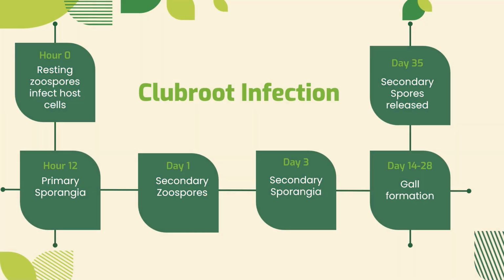Before we do that, an understanding of the life cycle of P. brassicae needs to be explored. So as you can see from the diagram, hour 0 resting zoospores can start to infect the host cells. From hour 12, the primary sporangia forms. Day 1, secondary zoospores start to form. Day 3, the secondary sporangia forms. And then day 14 to 28, the gall forms on canola, forming the clubroot. From day 35, secondary spores can be released and the cycle is repeated.